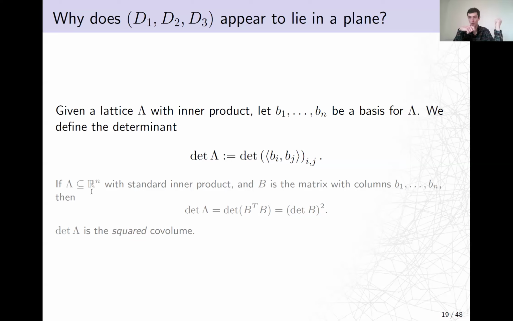And that turns out to be the square of the covolume of the lattice. So just keep in mind, whenever I say determinant of a lattice, I'm referring to the square of the covolume. But we can define this in terms of the inner product. Anytime we have an inner product structure, we can define this determinant. The language we use sometimes is the determinant of the Gram matrix of the lattice.